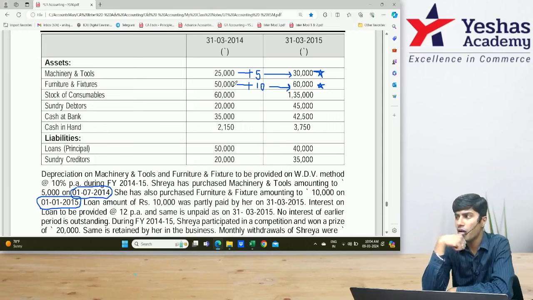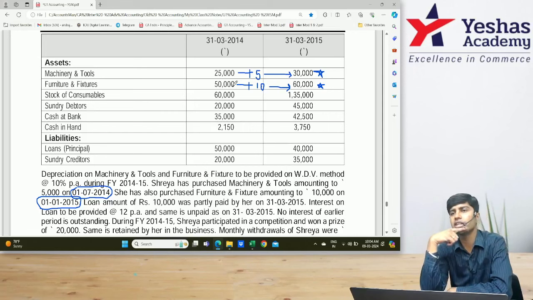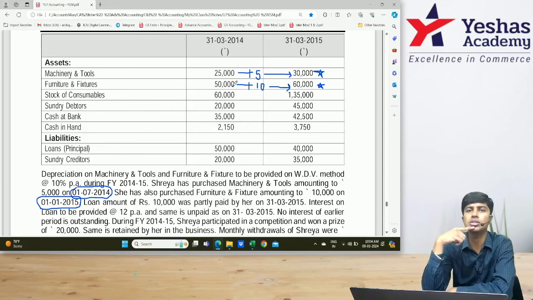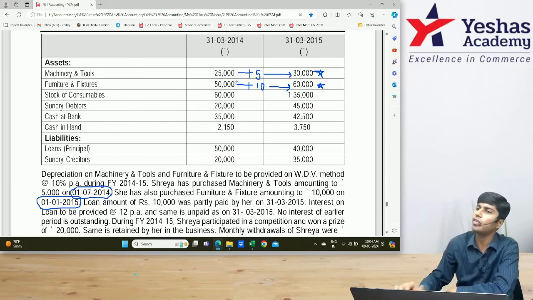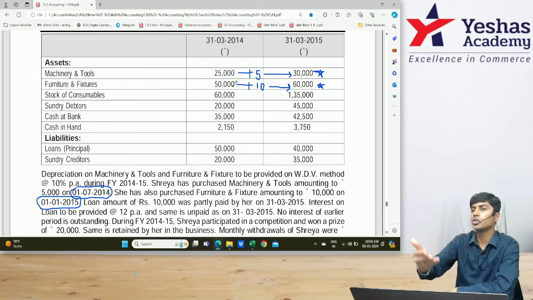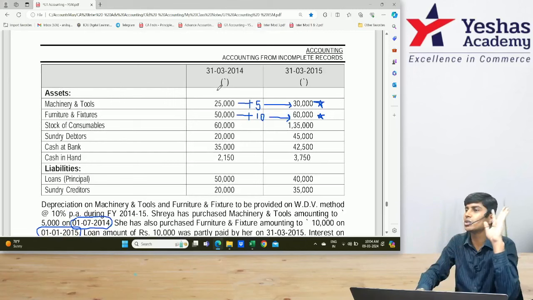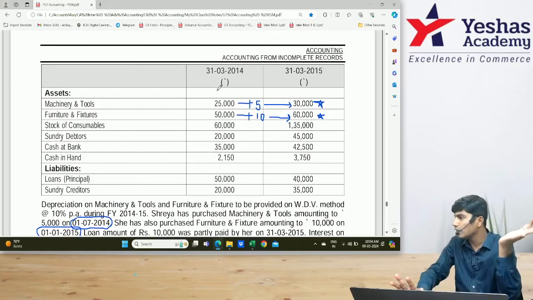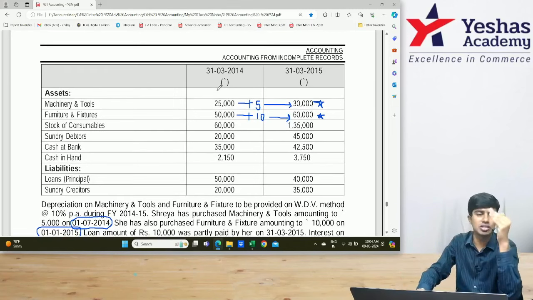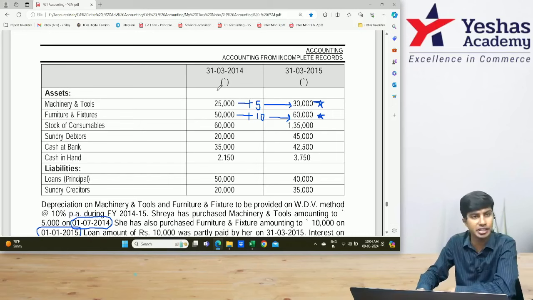Understood everyone? No doubts? Please ask if you guys have any doubts. Can I go forward? This is the overview of the question. We'll read the question once again when we are solving it. Don't worry. For now, 60,000 is incorrect. We'll write 60,000 in a working note, identify the balance and then write it in the balance sheet.